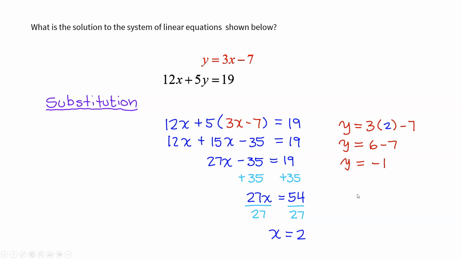Oftentimes when you express a solution to a system of equations, you're going to give an ordered pair, because that's representing a coordinate, and it's going to be (2, negative 1). Most of the time, ordered pairs are in alphabetical order, so if they're not x and y, you're usually going to put them in alphabetical order. If you were graphing them, the first one is always going to be your independent variable, the second one is always your dependent variable.